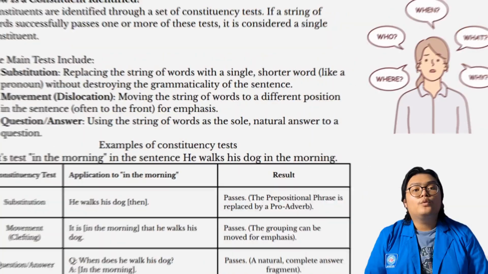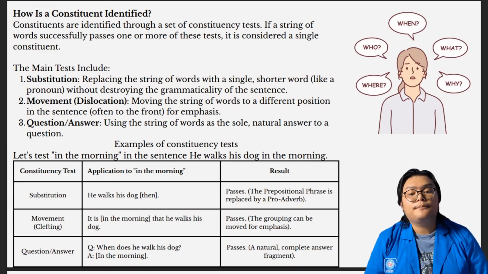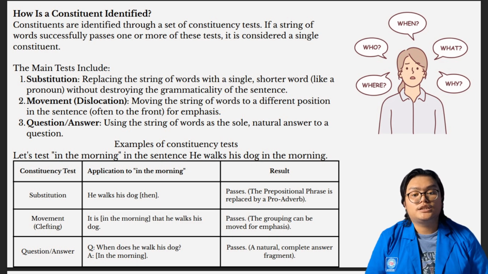So we move to the how. How is a constituent identified? Constituents are identified through a set of constituency tests. If a string of words successfully passes one or more of these tests, it is considered a single constituent. The main tests include, first, substitution, by replacing the string of words with a single shorter word like a pronoun without destroying the grammaticality of the sentence.